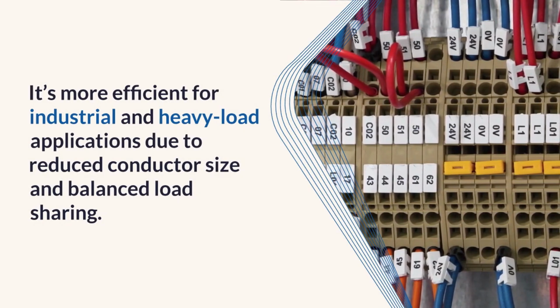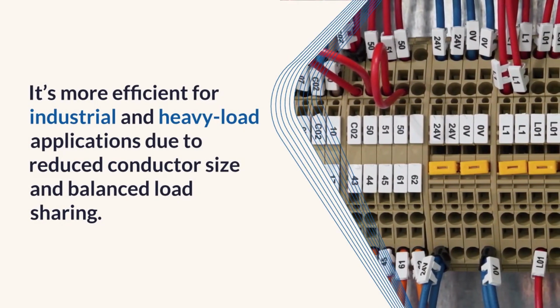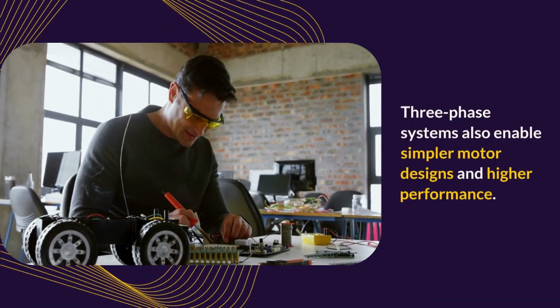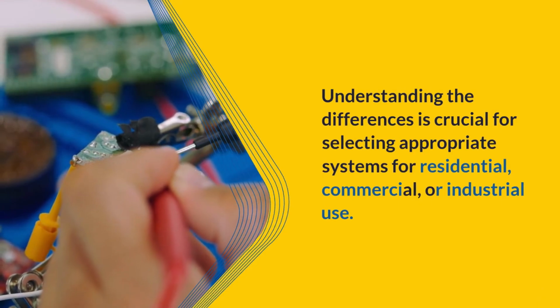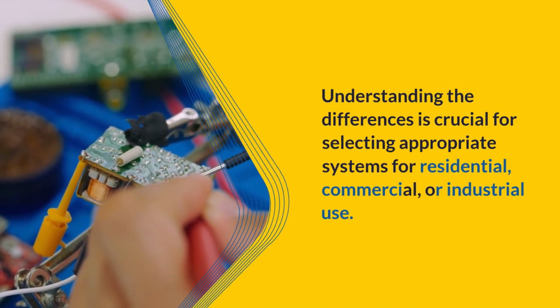It's more efficient for industrial and heavy load applications due to reduced conductor size and balanced load sharing. Three-phase systems also enable simpler motor designs and higher performance. Understanding the differences is crucial for selecting appropriate systems for residential, commercial, or industrial use.